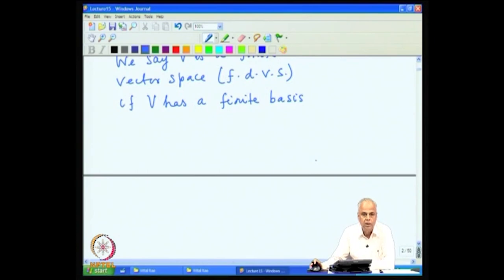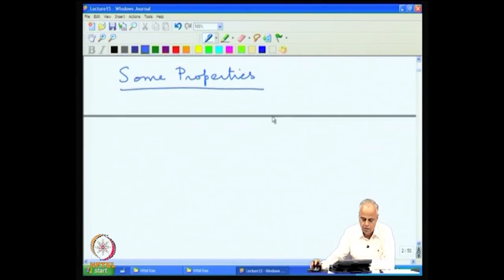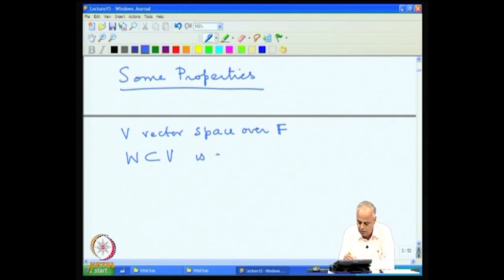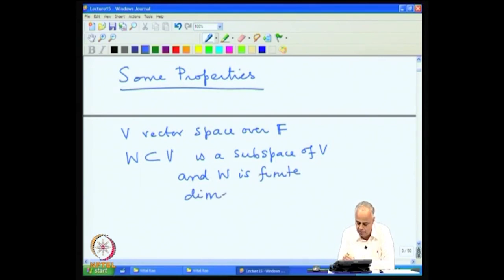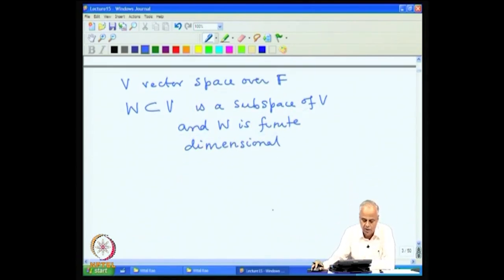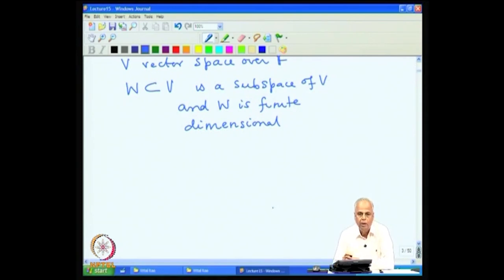We shall now look at some properties of finite dimensional spaces. Suppose again V is a vector space over F, and W contained in V is a subspace of V, and W is finite dimensional. So, we look at some of the properties of such a subspace. Now, what do we mean by saying that W is a finite dimensional subspace? By definition, this means W must have a finite basis.